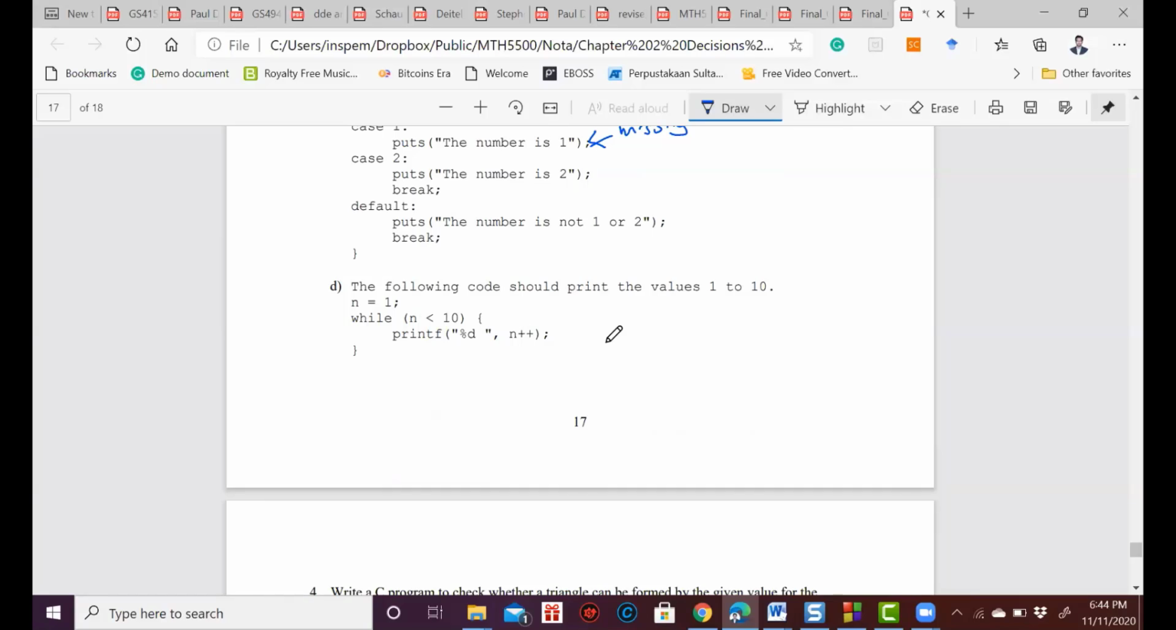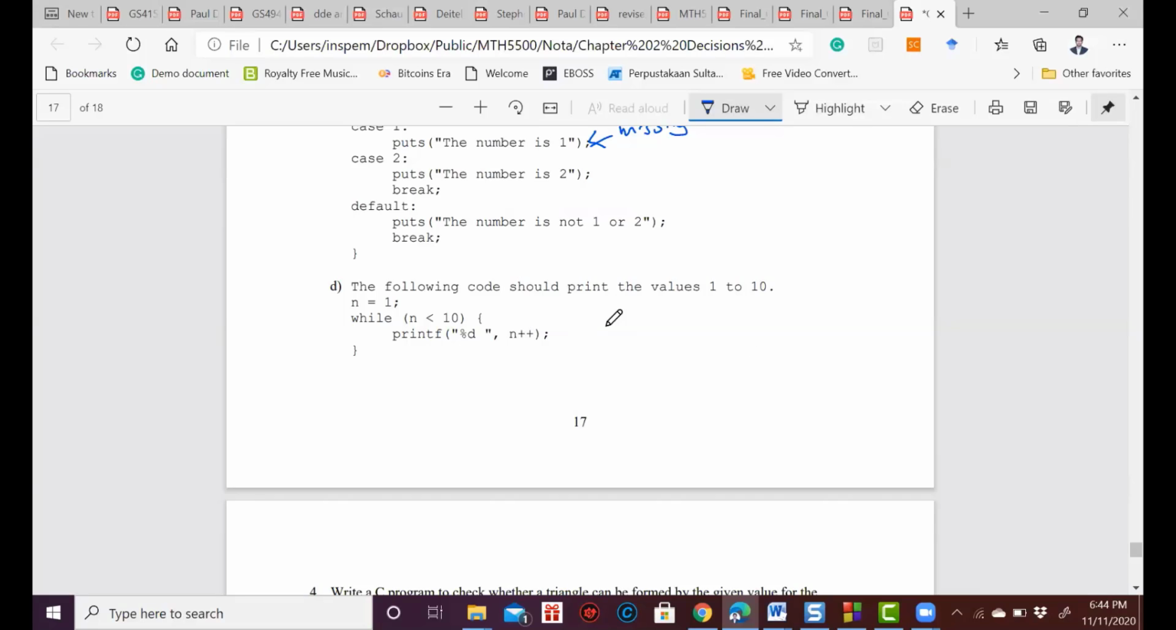Less equal, because it will only print until 9. Is it? Yeah. So read the question here: the following code should print the value 1 to 10. n equal to 1. 1 less than 10, yes. So printf n plus plus. Print n plus plus is print what value?